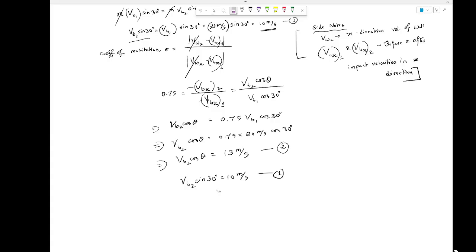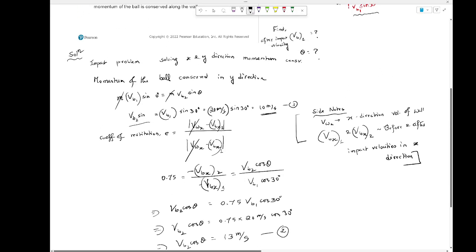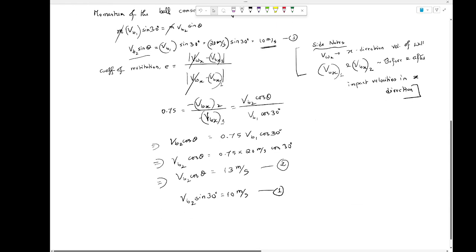Oh, I'm sorry. I think I made a mistake. This should be theta here. I don't know why I wrote 30 here. I have a typo here, by the way. I'm sorry, guys. Now we're talking. I was thinking, what is the problem? Everybody correct that typo here.